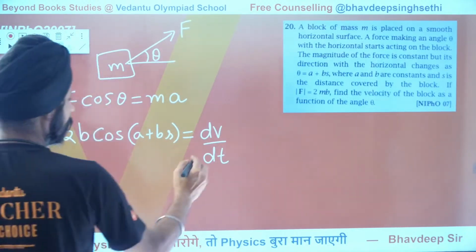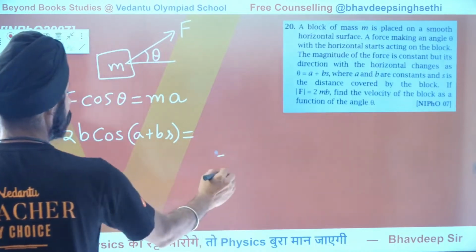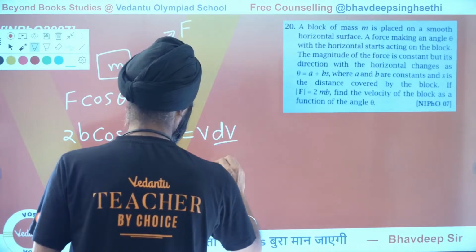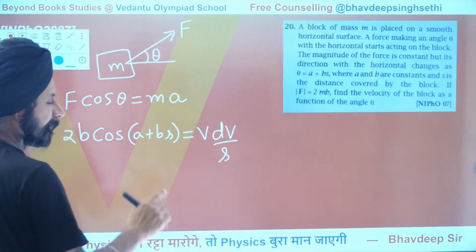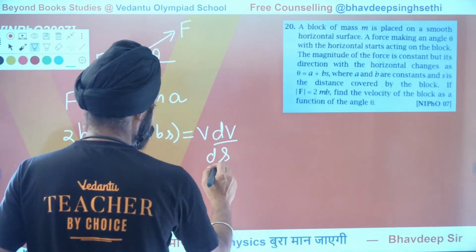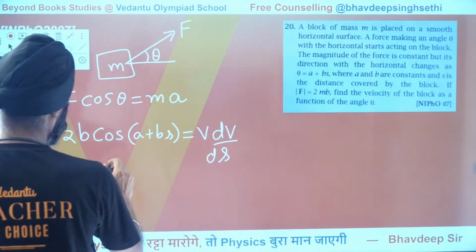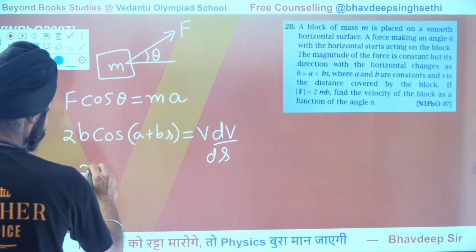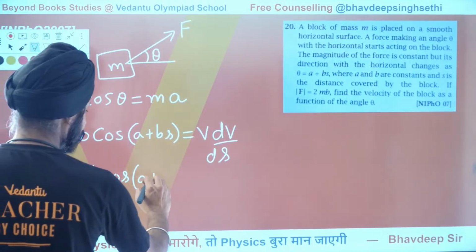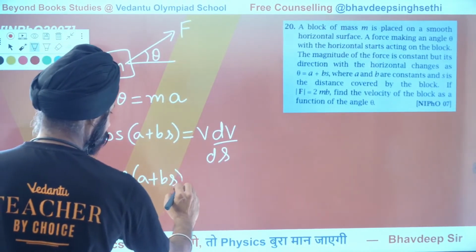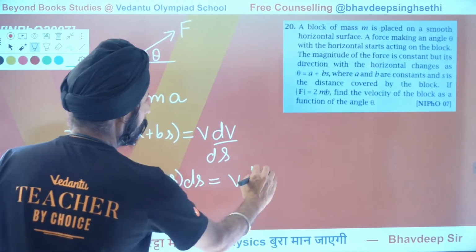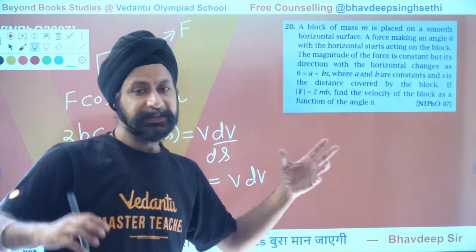Using the chain rule, you know that dv by dt can also be written as v dv by ds. Perfect. So now we have v and then we have s, two variables here. So bring this here, dv by ds, my bad. So you bring this here. So what you have is 2b cos of a plus bs ds is equal to v dv. Okay. Find the velocity as a function of theta.